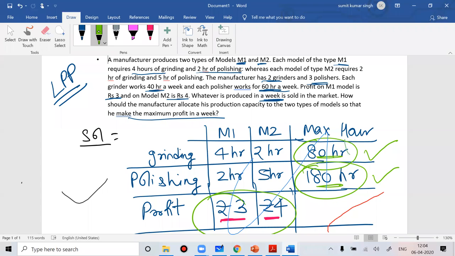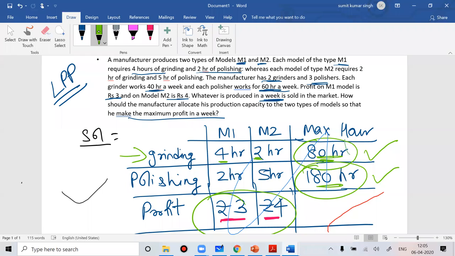So the maximum hours of grinding they can do is 80 hours. And the maximum hours of polishing they can do is 180 hours. Okay, now, what constraints do they have? The first constraint is grinding, where one unit of M1 requires 4 hours of grinding and one unit of M2 requires 2 hours of grinding. And the maximum grinding they can have is 80 hours in a week.